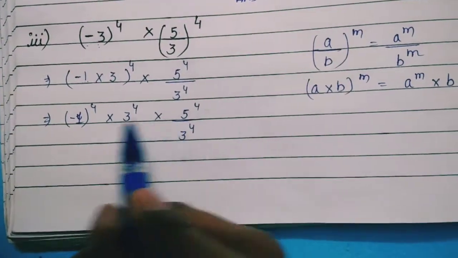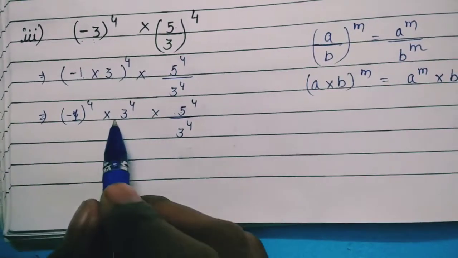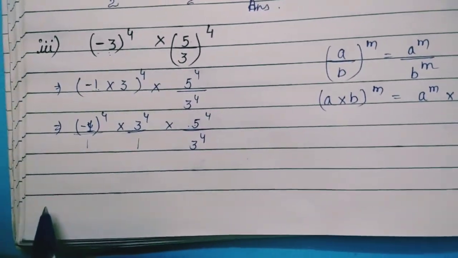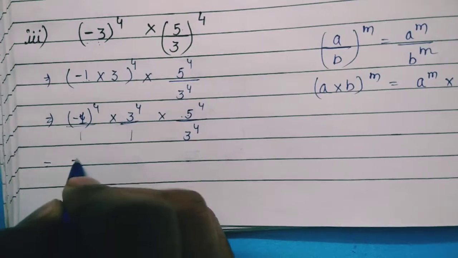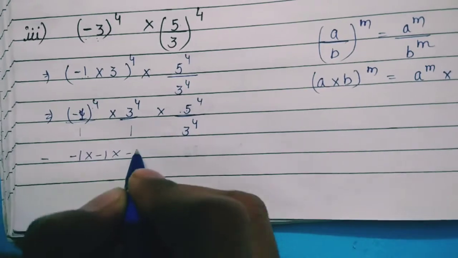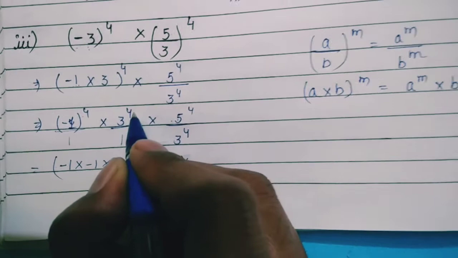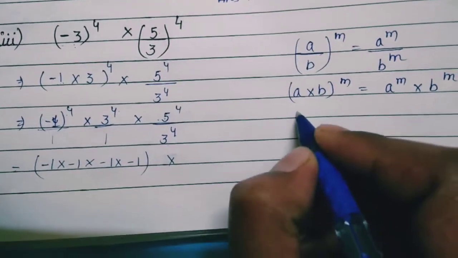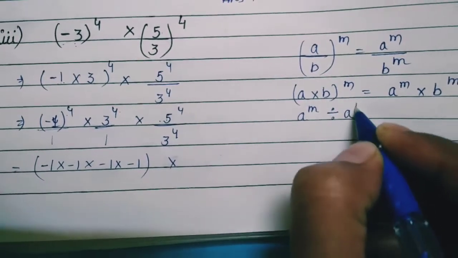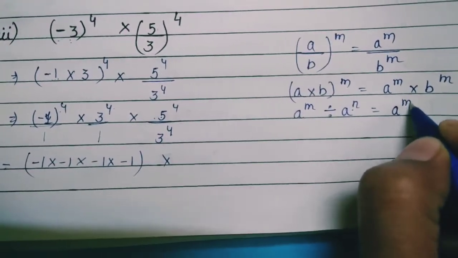Here in the upper side, each and every term is in multiplication with each other, and in the downside we have 3 raised to the power 4, we have 1, and here also we have 1. Here it means that when negative 1 is raised to the power 4, minus 1 is multiplied by itself 4 times. Now 3 raised to the power 4 and 3 raised to the power 4 are here. So when the base is same and the powers are here, the powers will subtract.